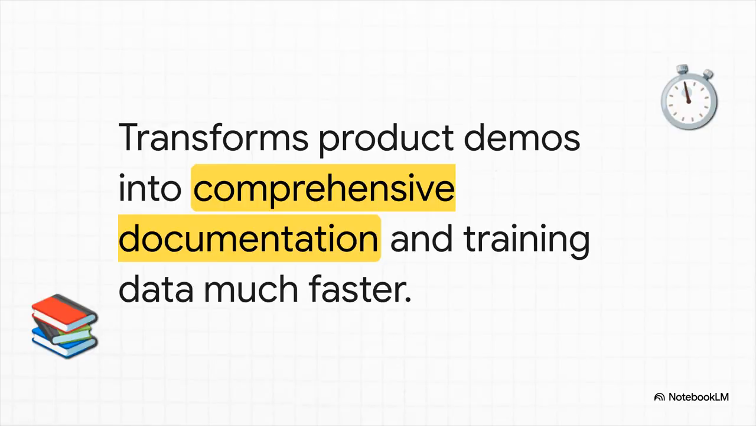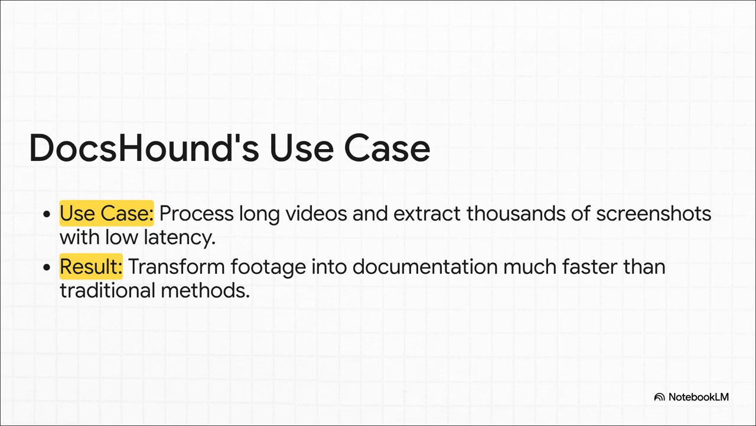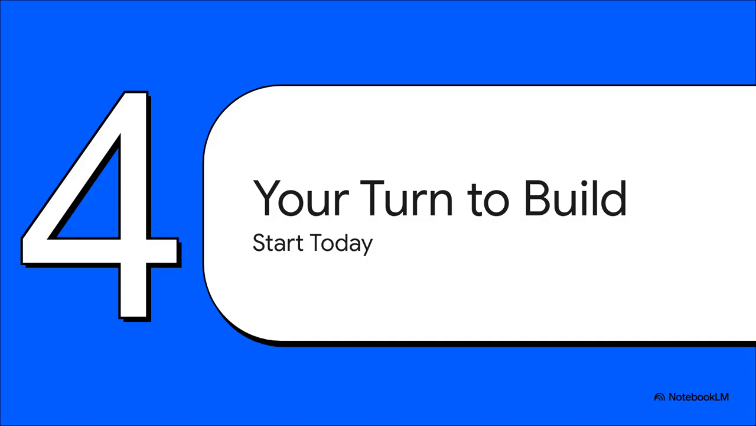And for our last example, let's look at a tool called DocsHound. They found a brilliant way to automate one of the most tedious jobs on the planet, creating product documentation. What they do is feed Flash-Lite these long product demo videos, and it just zips through them, pulling out thousands of relevant screenshots and turning them into step-by-step training manuals, all automatically. It's an incredible time saver. So the main takeaway from all these examples is pretty clear. This isn't some far-off, in-the-future tech. It's here, it's stable, it's available, and it's ready for you to start building with right now.